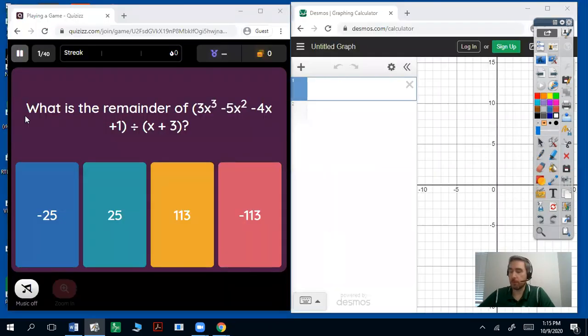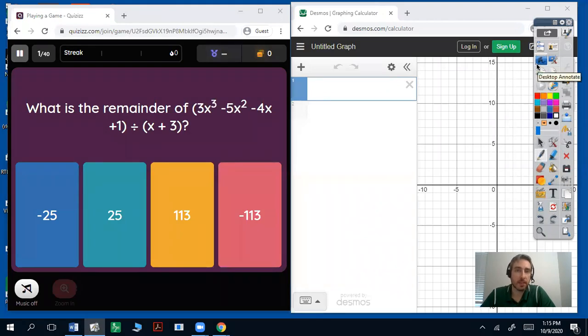Question number 1, what is the remainder of 3x cubed minus 5x squared minus 4x plus 1 divided by x plus 3? We're going to switch the sign, so we're going to say -3. And then we're going to plug in -3.